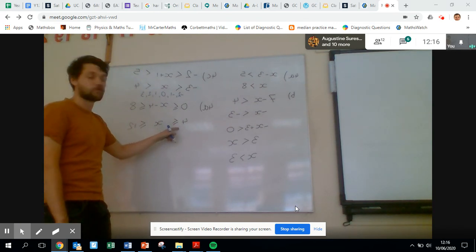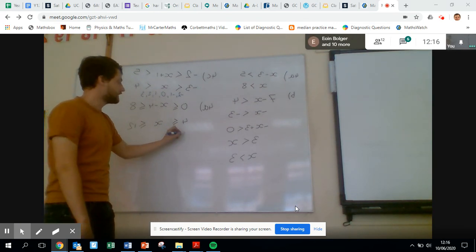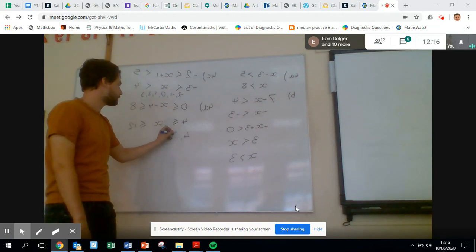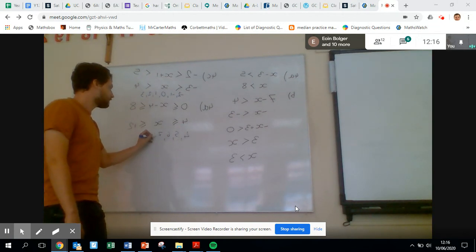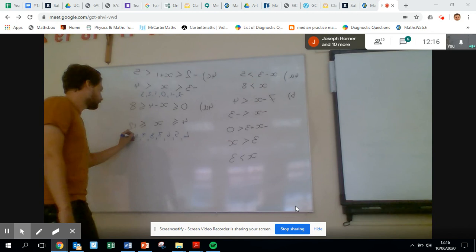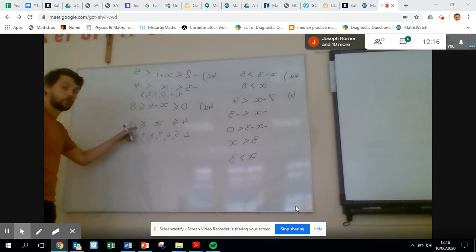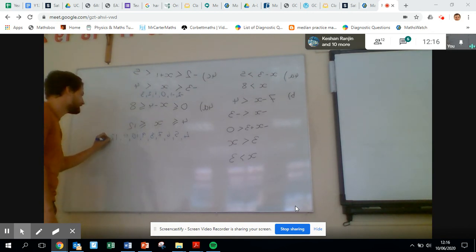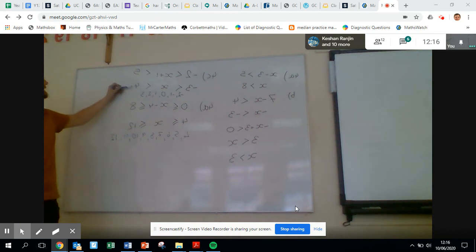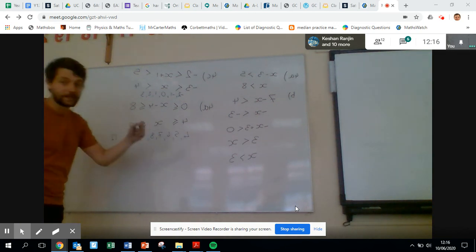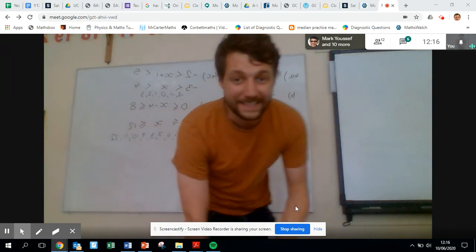So x is greater than or equal to 4. So an integer solution could be 4 or 5 or 6 or 7 or 8 or 9 or 10 or 11 or 12, because it can be equal to 12. Right here, it was less than 4. Here it's less than or equal to 12. So 12 is a solution.